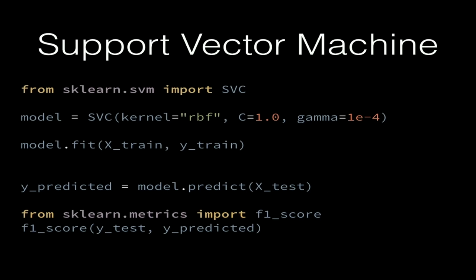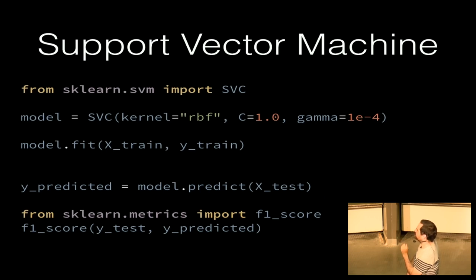So for instance, support vector machines with an RBF kernel, which is a nonlinear model that is quite powerful on medium data. On large data, it's probably useless. But if you have less than 1,000 records or a couple of thousand records, I think it's good to try this one.